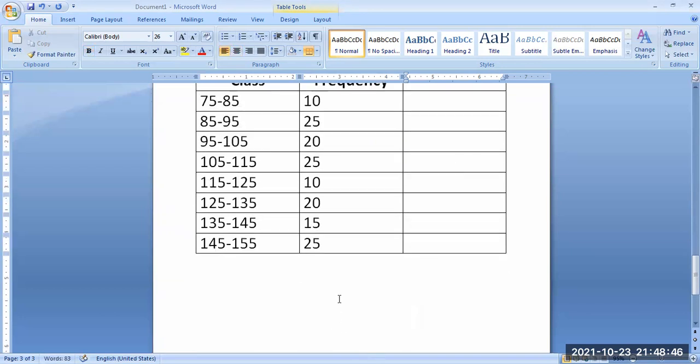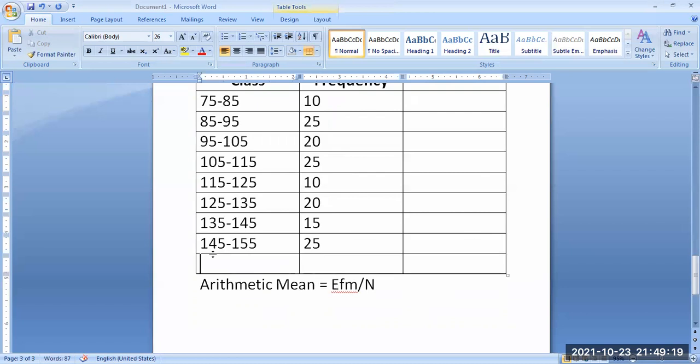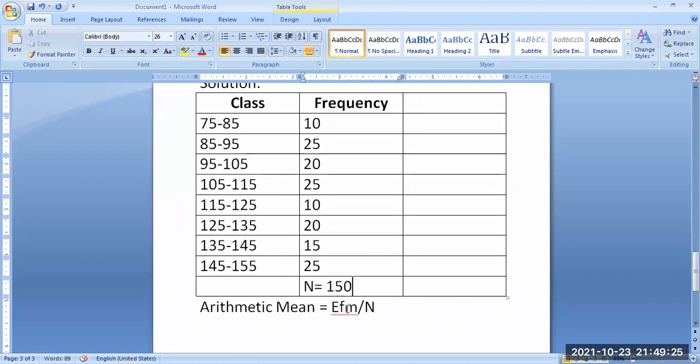In the formula, the arithmetic mean X bar is equal to sigma fm by N. In this formula, we require N. N, you know, is 150, the total families we have taken. So here N is equal to 150. Now coming to sigma fm, these values are important.